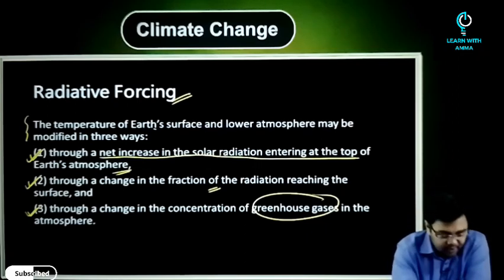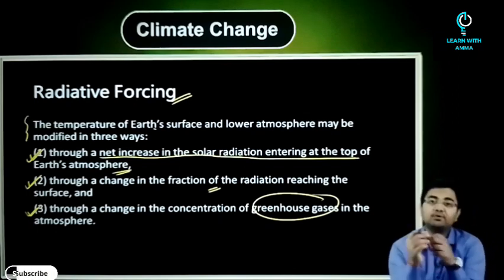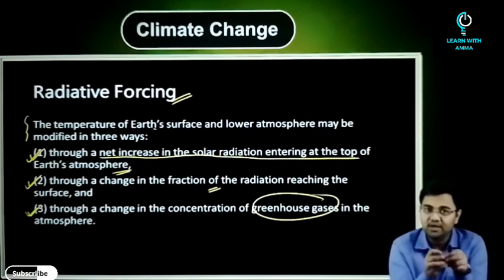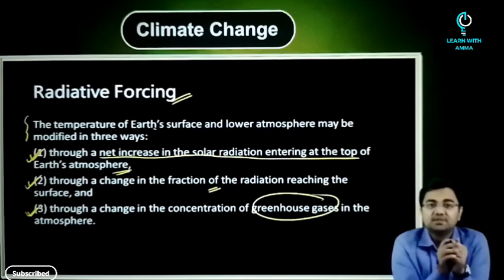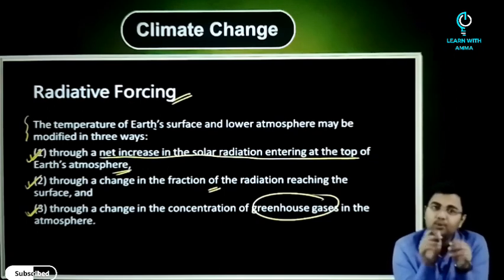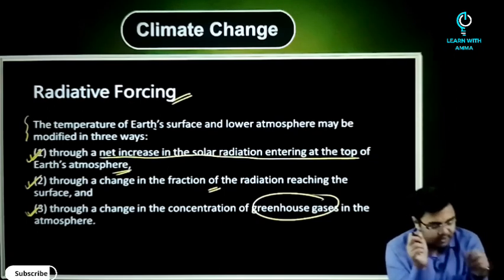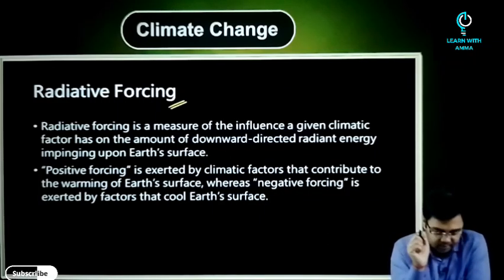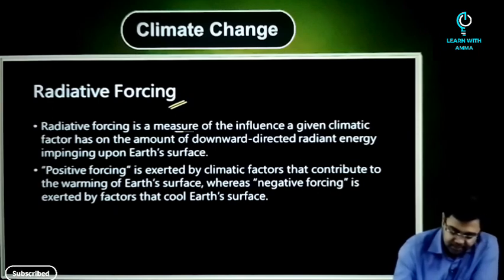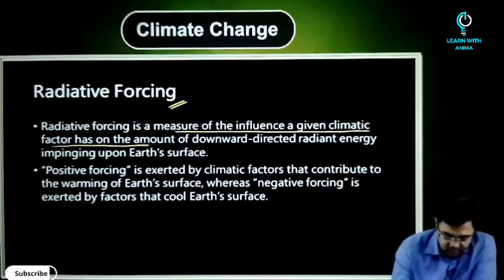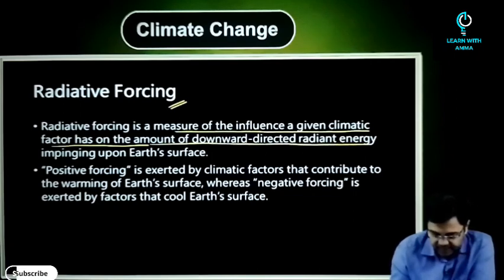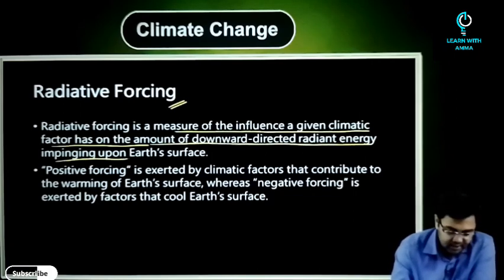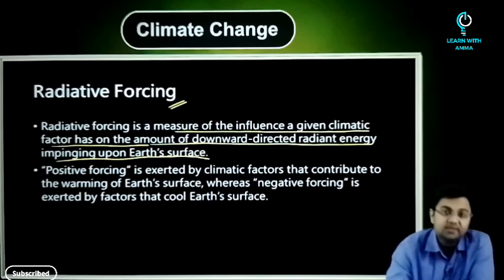Correct? This can happen. So in these three ways, what can happen is we can increase the amount of heat or increase the amount of radiation that is with the surface of the earth or lies in the lower part of the atmosphere. Now, this basically is called radiative forcing. What is radiative forcing? It is a measure of the influence a given climatic factor has on the amount of downward directed radiant energy impinging upon Earth's surface.